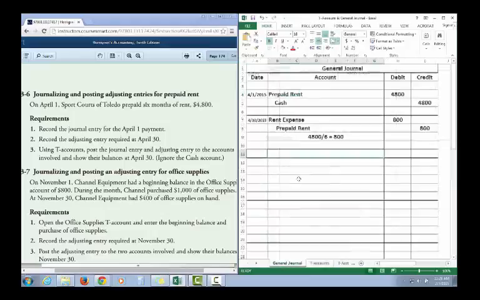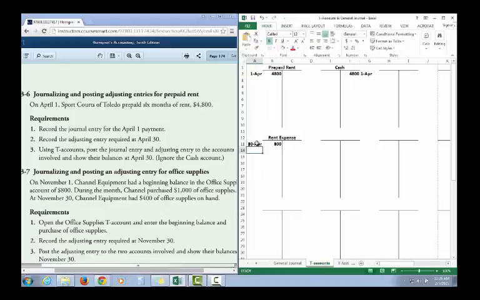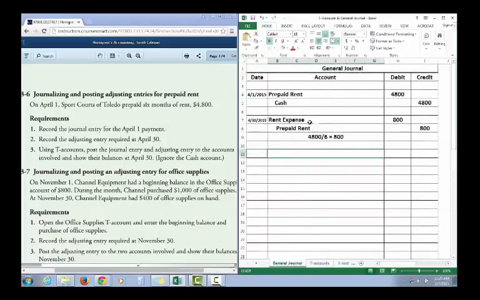All right, so that's our first journal entry. Then the next one we debited rent expense. So we debit rent expense $800. This was on April 30th. And we're going to credit that prepaid rent for $800 for what we've used up. All right. So that's all of our journal entries.